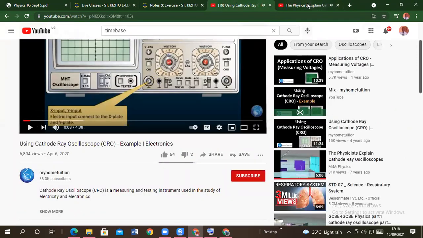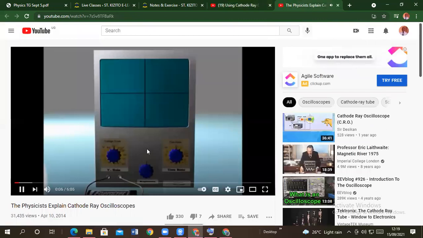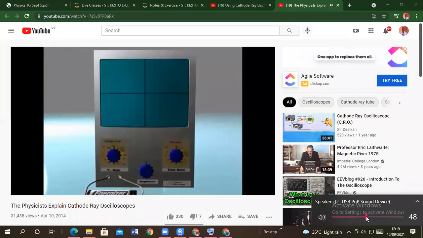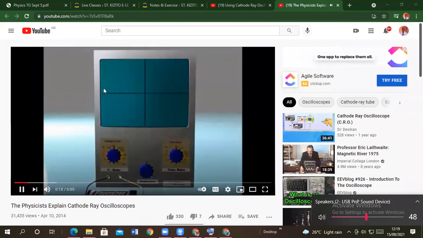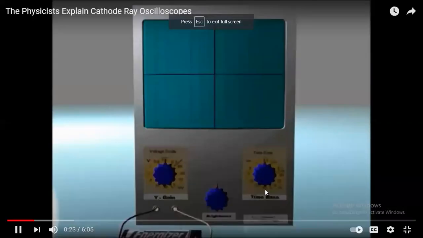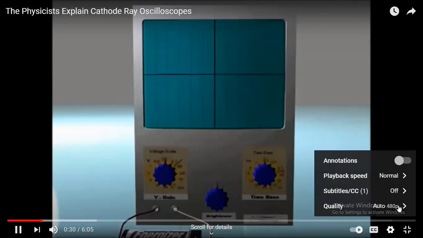Okay, let me first stop this. So this is what we call the CRO, and that is the screen. This is just an animated image to show you. I think you can see very well. Maybe I can just put that full screen.